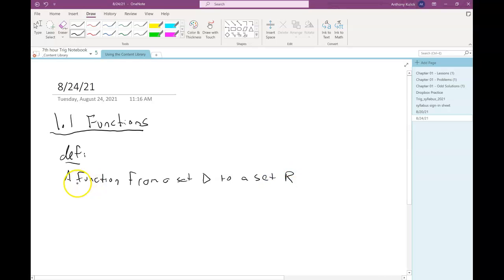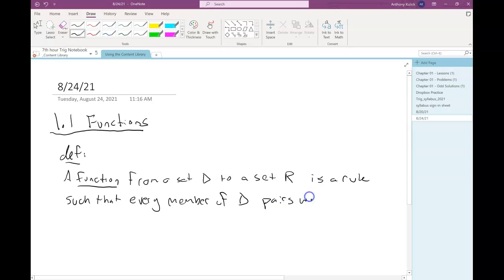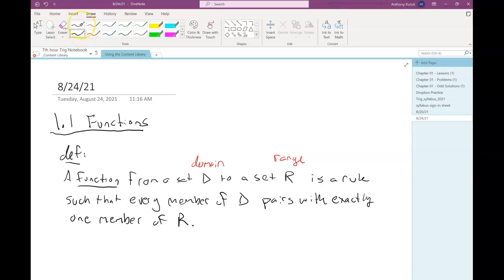So we say a function that goes from a set D to a set R is a rule or a pairing such that every member of D pairs with exactly one member of R. And these sets D and R we refer to as the domain and range.